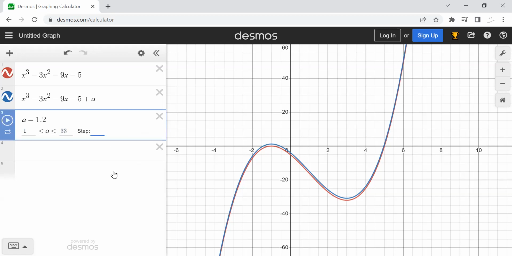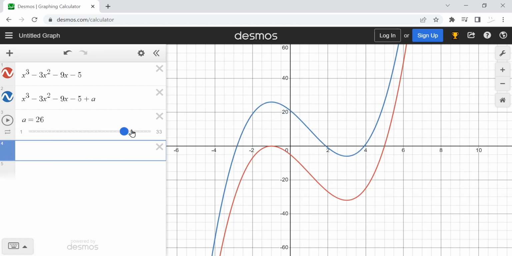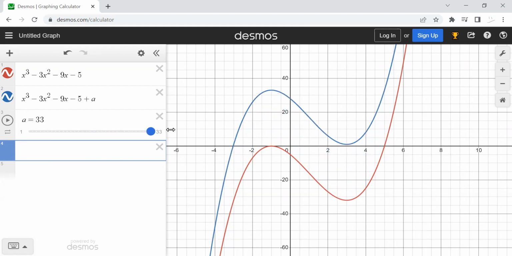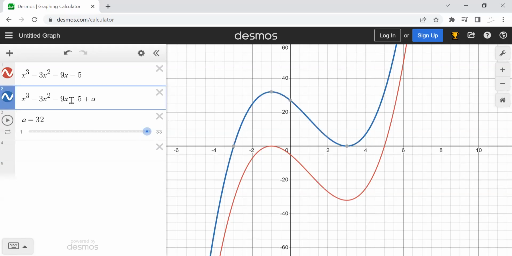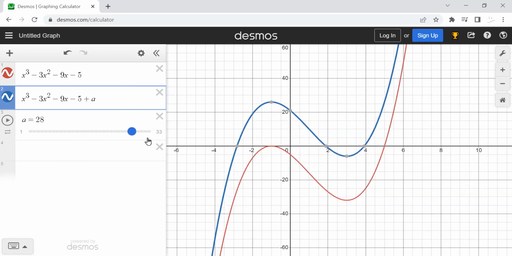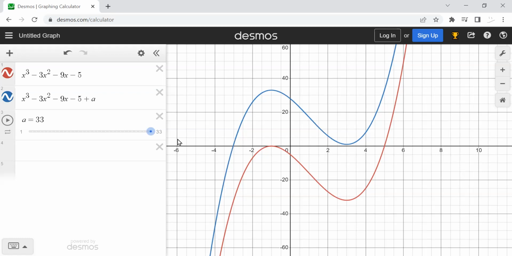Maybe this step size should be 1. You can see the graph. Eventually it goes until 32, which will be the +27 now. -5 plus a, where a is 32, will give you 27, I think, if I didn't count wrongly. Can you see the animation? You go from the bottom all the way up. That's how you think about these graphs.